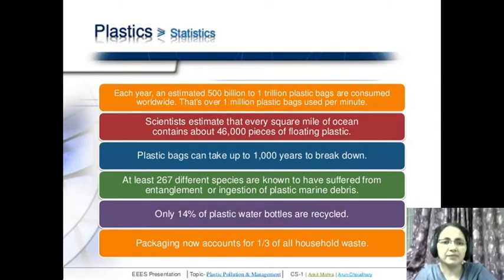So let us know some of the statistics about the plastics. Each year an estimated 500 billion to 1 trillion plastic bags are consumed worldwide. That's over 1 billion plastic bags used per minute. Scientists estimate that every square mile of ocean contains about 46,000 pieces of floating plastic. In water, plastic bags can take 1,000 years to break down.